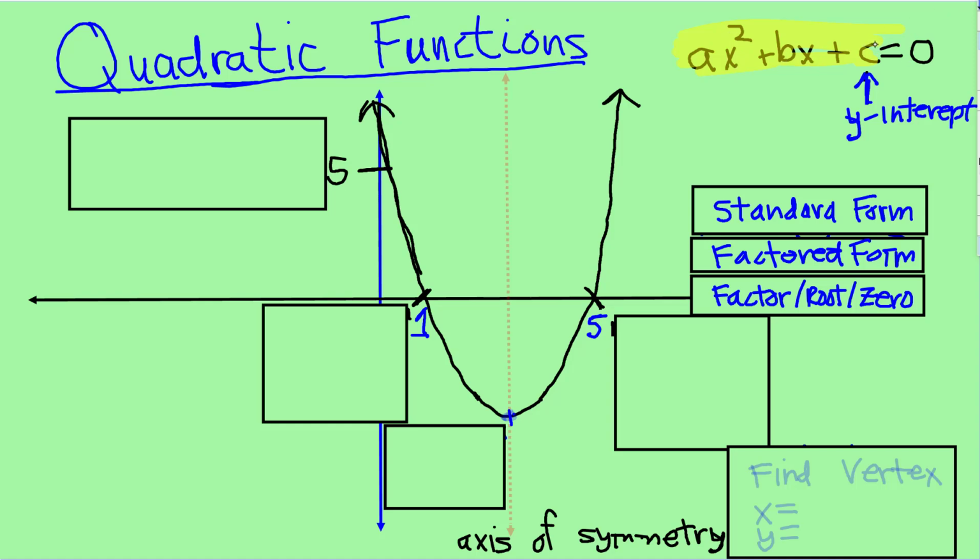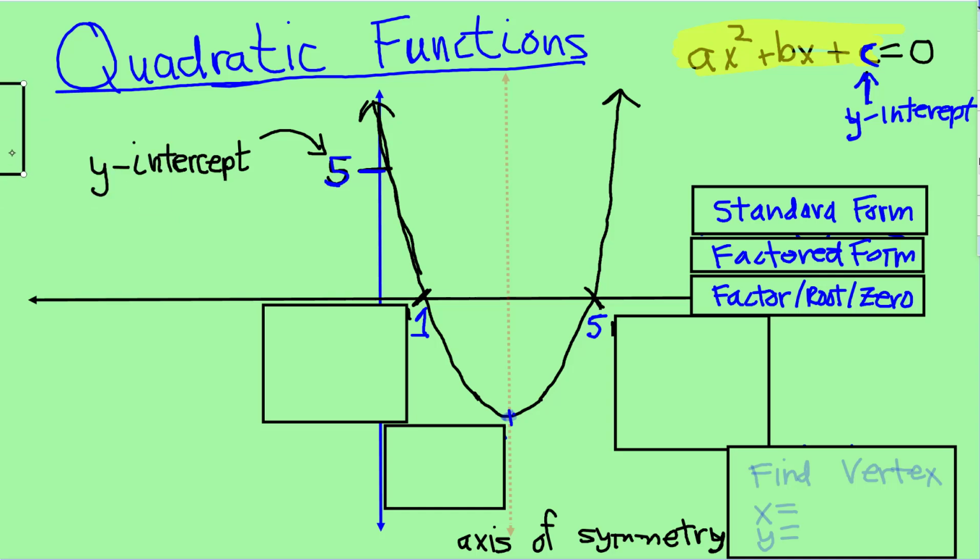And this value c right here is always going to serve as the y-intercept. The y-intercept is where it touches the y-axis. So the y-intercept is the constant, the number by itself without the x. Okay, so in standard form, we can find the y-intercept.